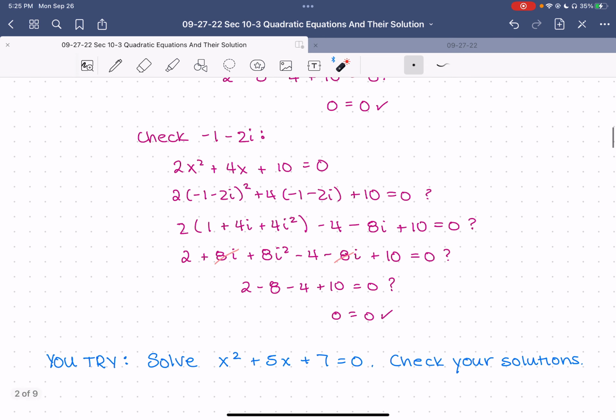I'm assuming you paused the video. Here you go. If you try it out, it still works. So if you need to pause the video to look at that, feel free. Otherwise, now here's one to try on your own. Definitely pause the video now. Give this one a shot, see what you get, and then check your answers once you get a solution. So pause the video.